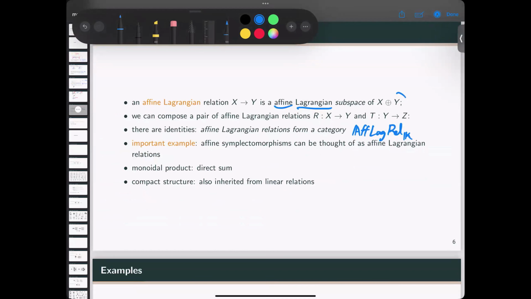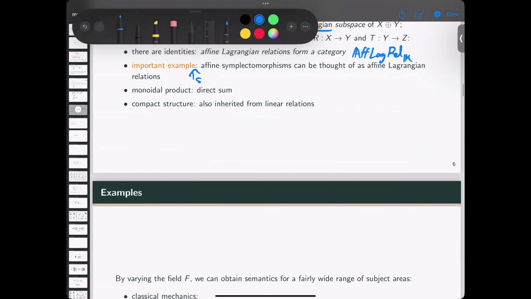And just as in every other example of relations, if I take an affine symplectomorphism, then the relation associated to that is actually going to be an affine Lagrangian relation. So we've somehow embedded this category of symplectomorphisms into this larger category of affine Lagrangian relations. This category inherits its monoidal product from linear relations. We can still use the direct sum, and it also inherits the compact structure from linear relations.